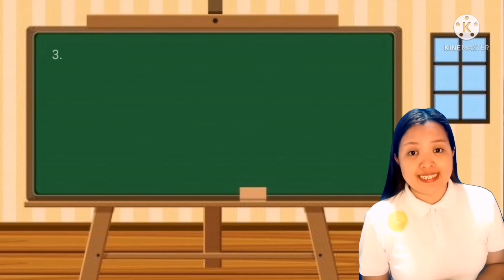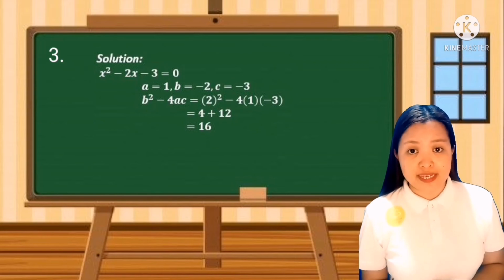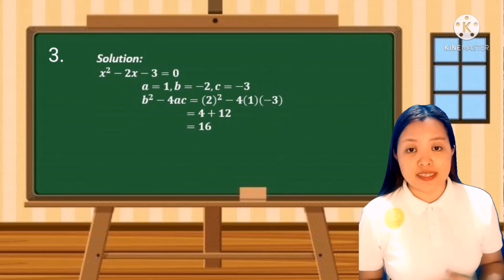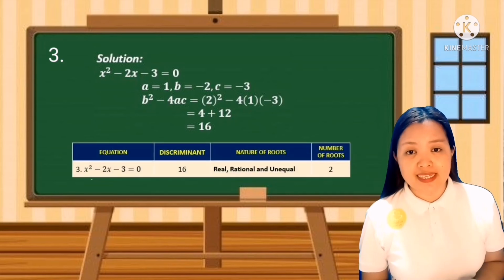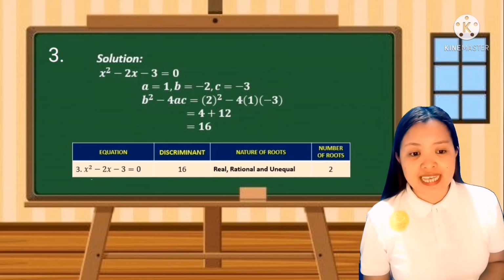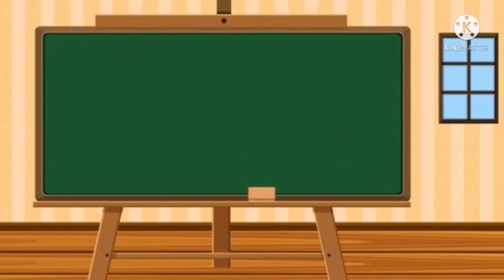The given number 3 is x squared minus 2x minus 3 equals 0. Identifying the values of a, b, and c, a is equal to 1, b is equal to negative 4, c is equal to negative 3. Substituting those values to the formula, the result is 16. Since the discriminant is 16, and 16 is a perfect square number, therefore the roots are real, rational, and unequal. The number of roots is 2.